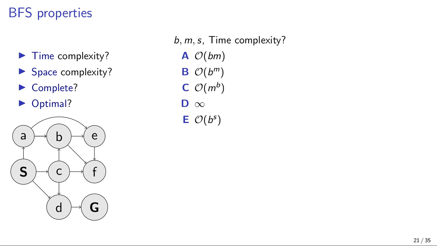So what's the time complexity? Again, B is the branching factor, M is the maximum depth, which can be infinite, and S is the depth of the shallowest goal.